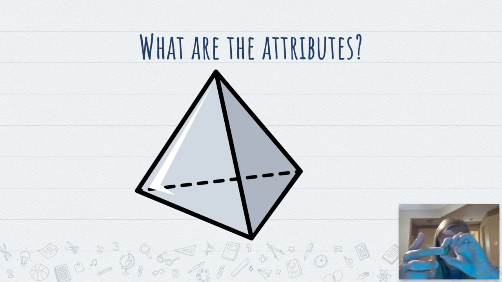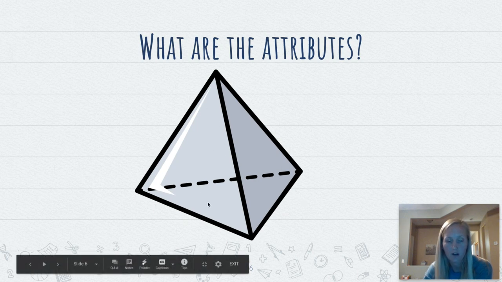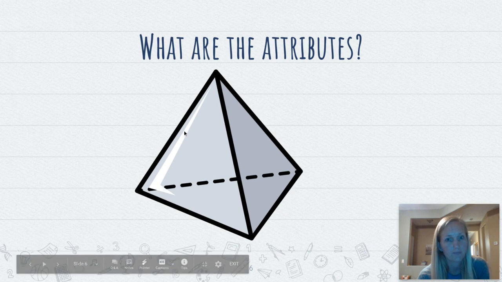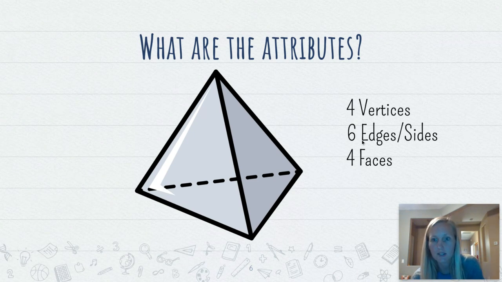Looking at this cube, we've got a face here, here, where you rub it and it's flat. Now looking at our shape, remember, this is 3D. So we've got one face right here, 2, 3 on the back here, 4. 4 faces. And then we're looking also at our vertices. 1, 2, 3, 4. So 4 vertices, 6 edges or sides, and 4 faces.